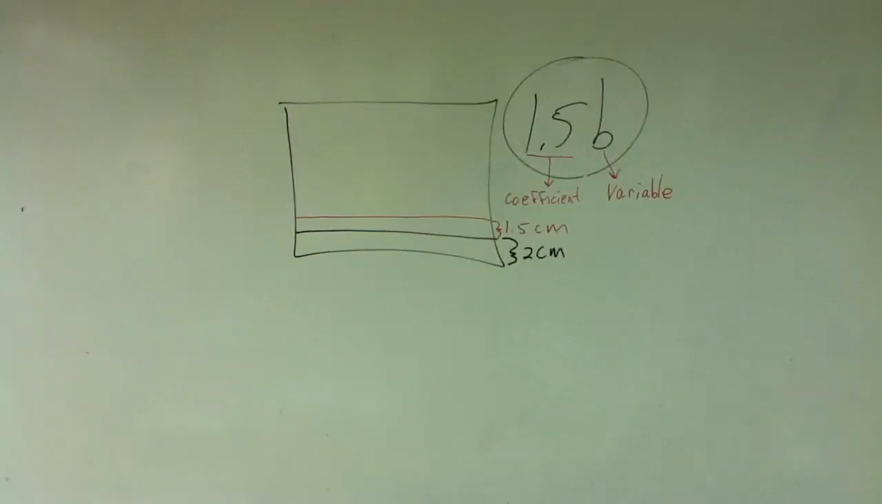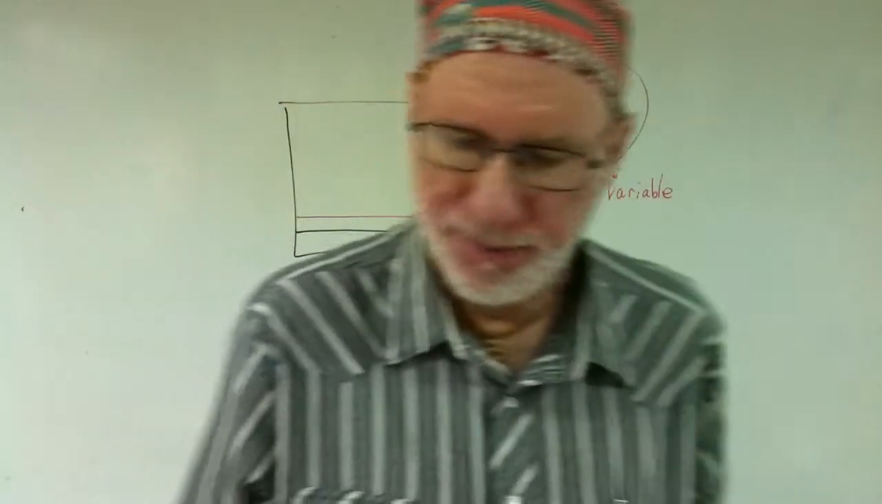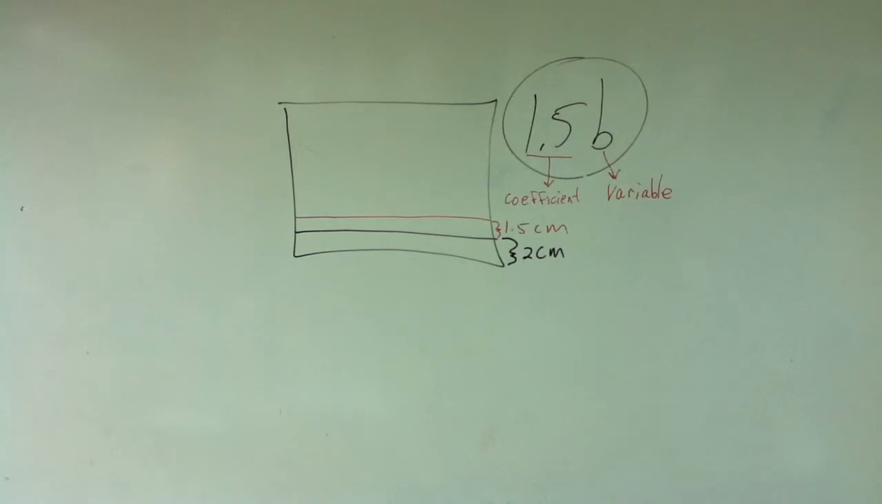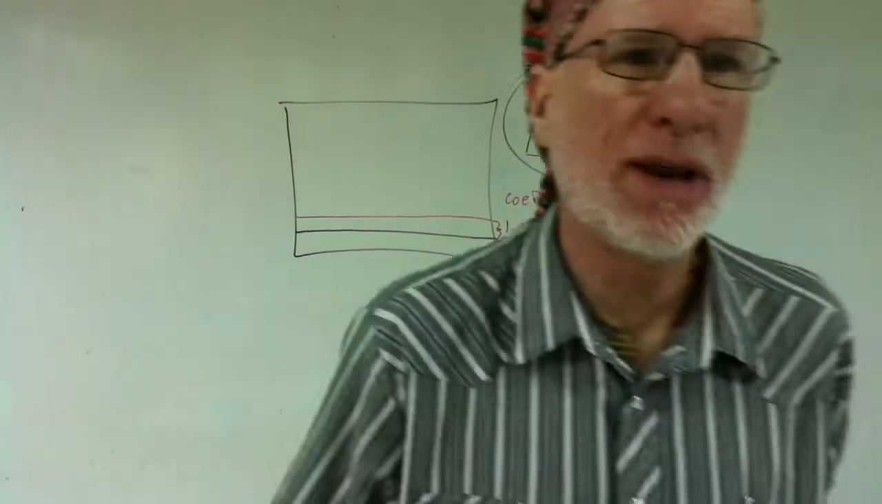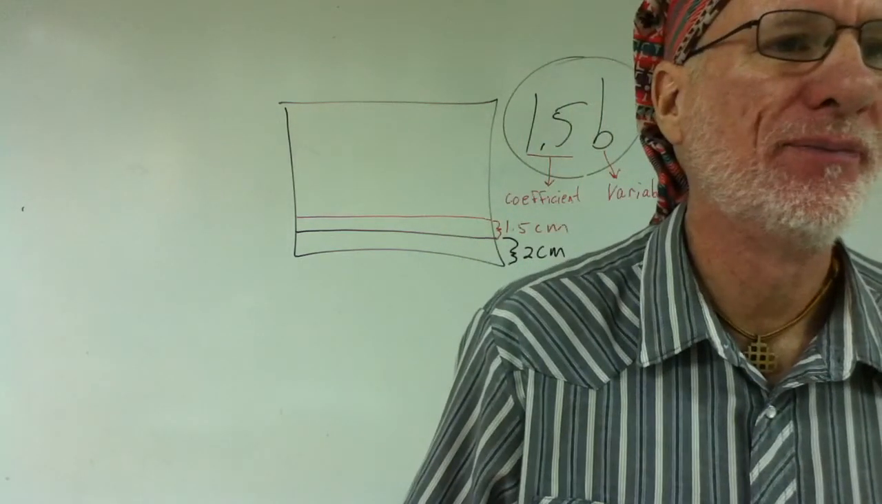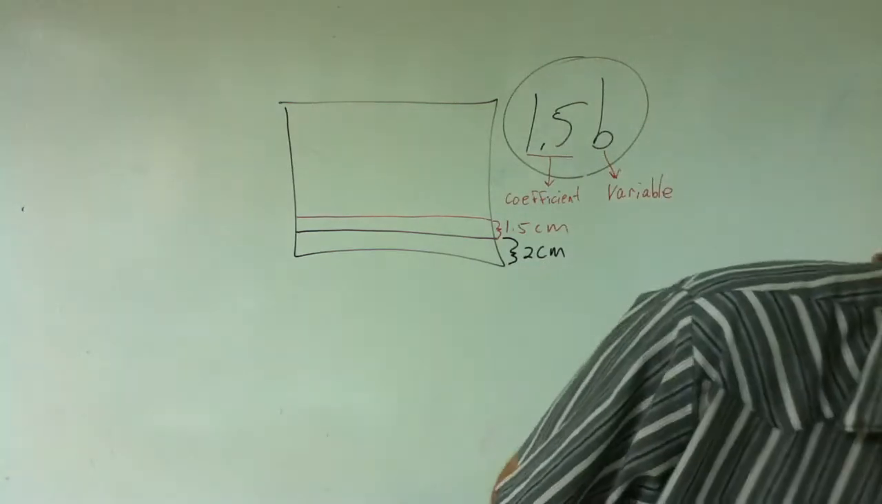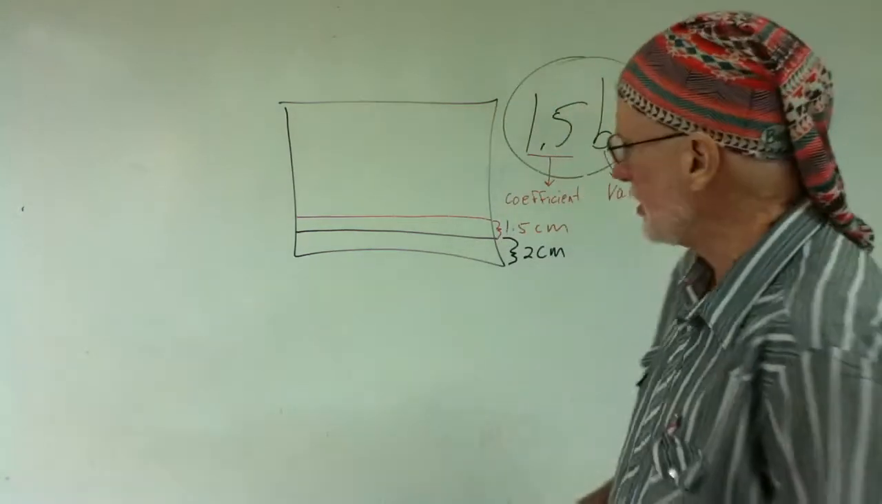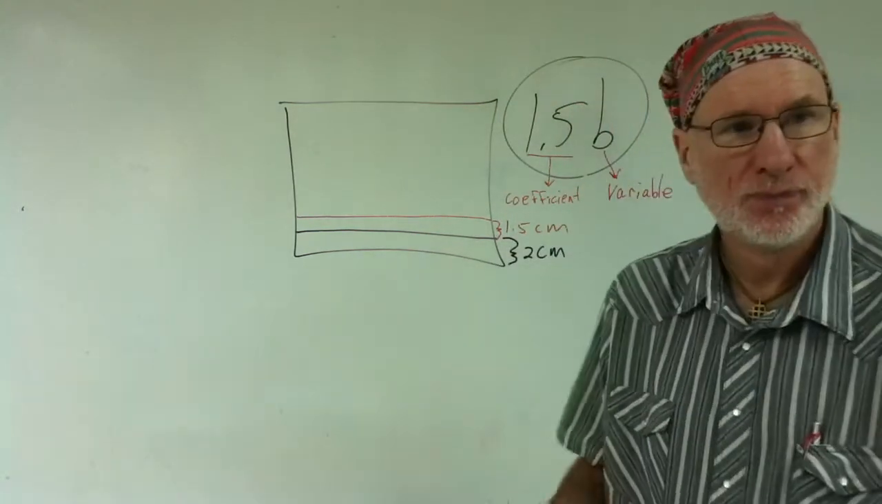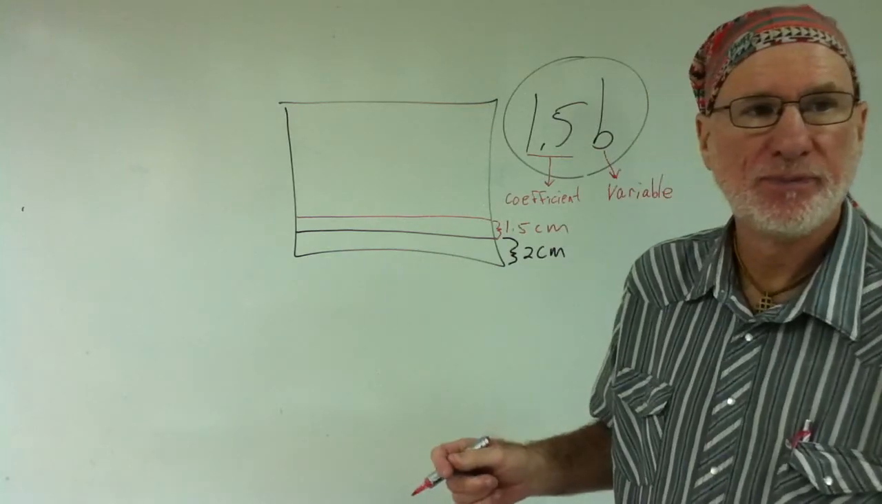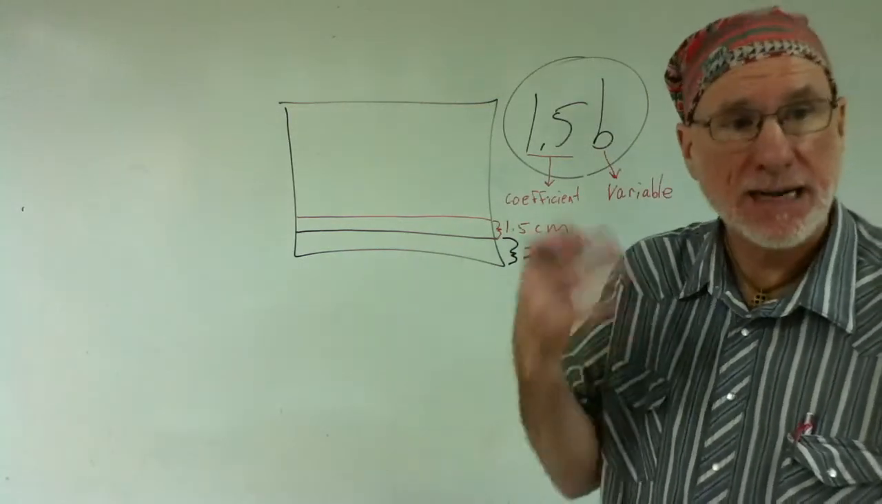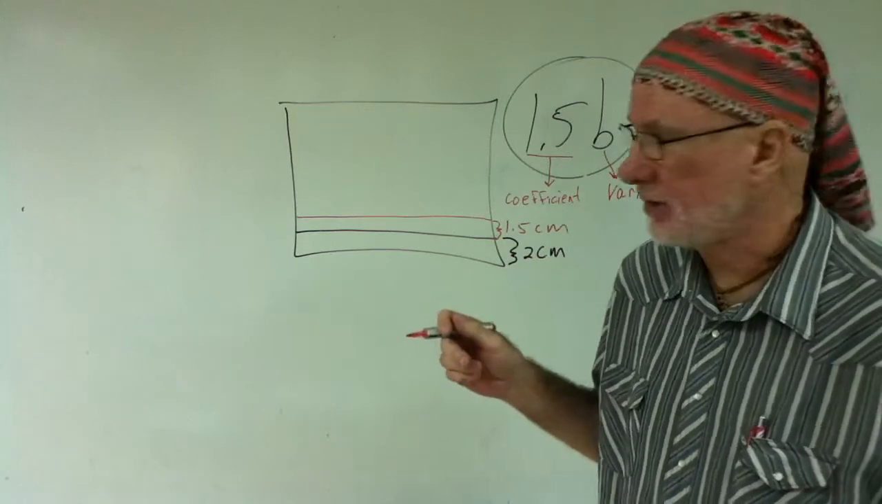Okay, so what are they asking for in part B? What are they asking you to write? The equation. Correct? So what's the equation? Come on, guys, over here. I'm over here. What's the equation?